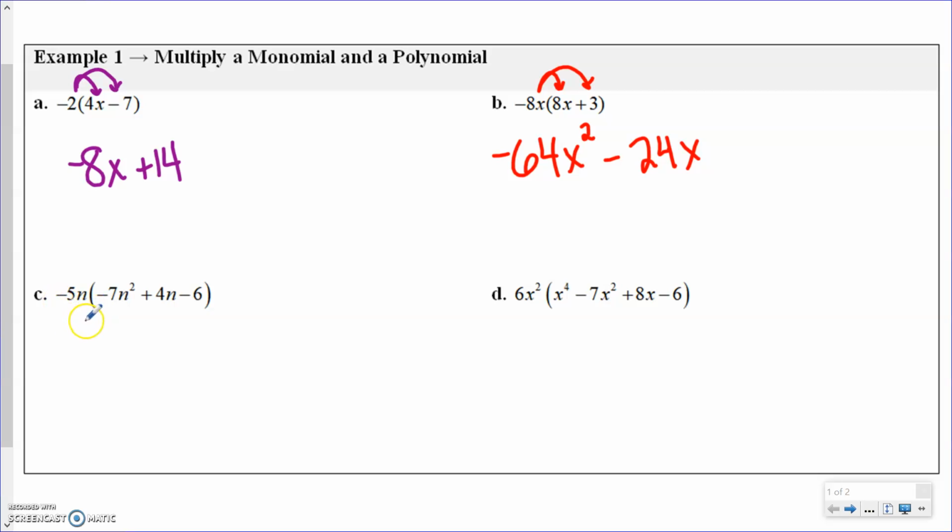Okay, again, the next one I have a variable in there. I didn't mean to put all negatives here, but I have a variable here, so I have to pay attention to my exponents. So -5 times -7 gives me +35. And if I have one n here and n squared there, so n times n squared, I end up with 1, 2, 3 n, so n to the third power. Okay, next term, -5 times 4 is -20, and then n times n is n squared. And then -5 times -6 is +30n.